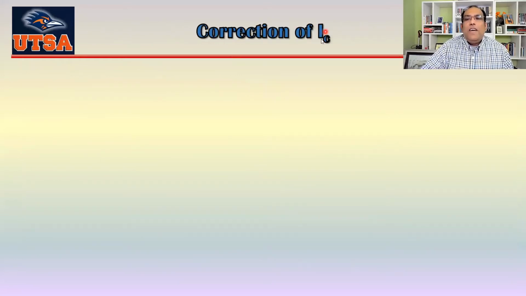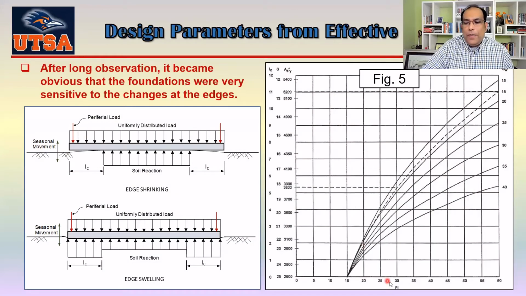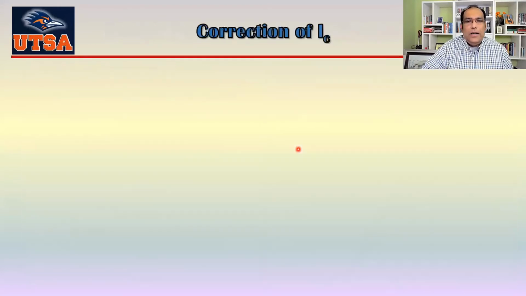So correction of LC. The LC you got from that chart is basically for a building which has length and width more than or equal to 100 feet. If this is less than 100 feet, then you have to make some adjustment of your LC. That's what we are going to do here.